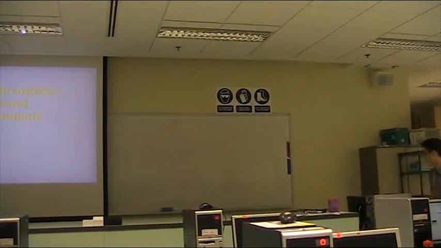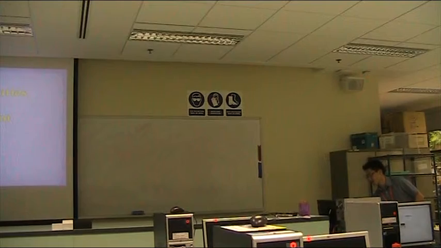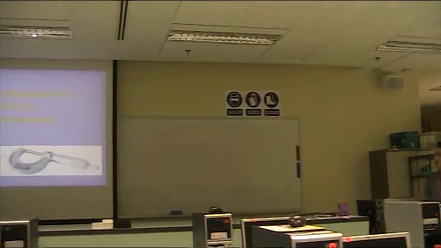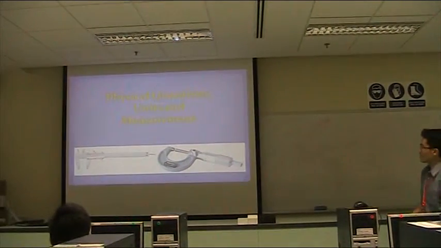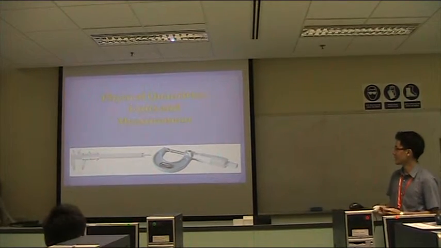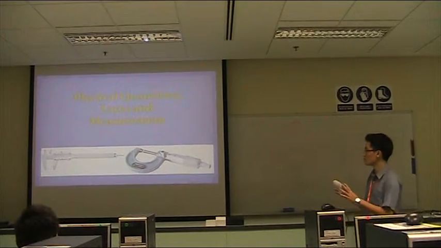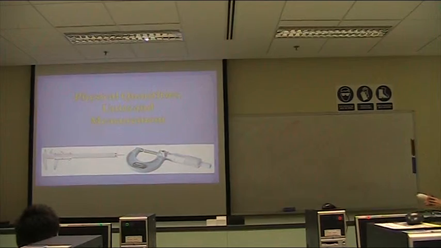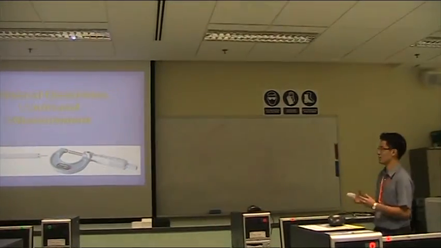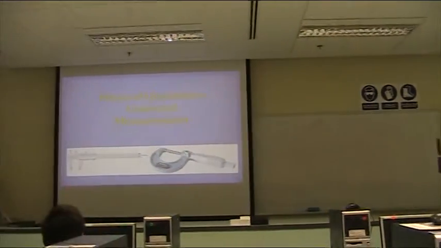So, to give you an idea of what you'll be looking at, I have these two diagrams. The first one is what we call a vernier caliper, the second one is a micrometer screw gauge. These two instruments, you'll be looking at them at the end of the lesson and you will need to know when to use them.